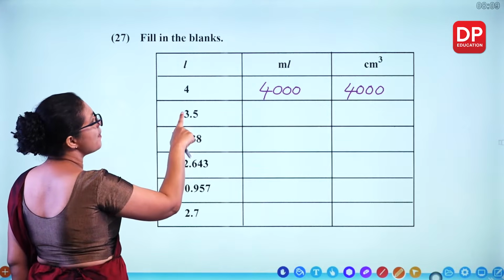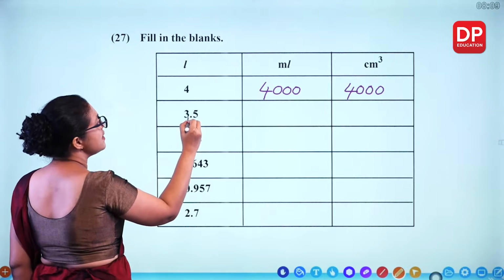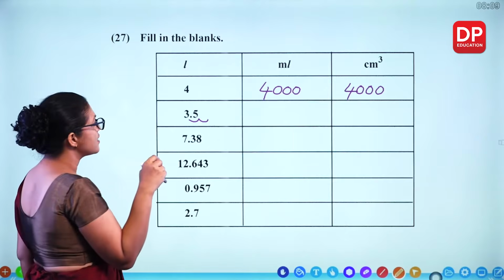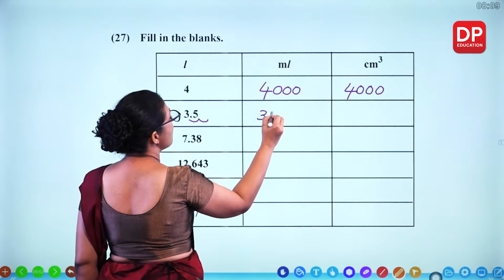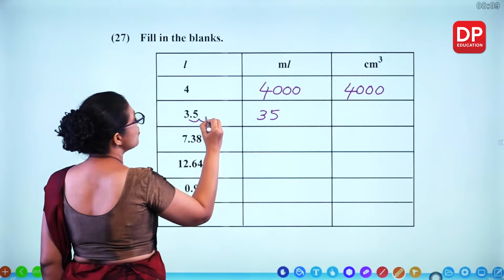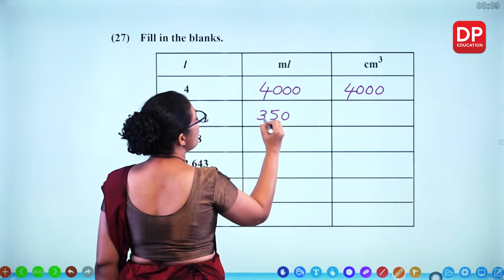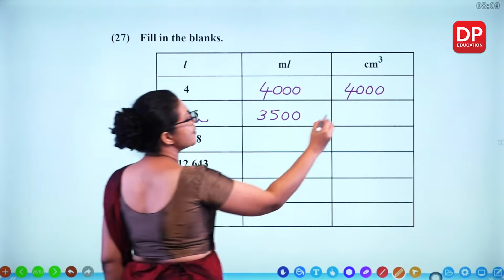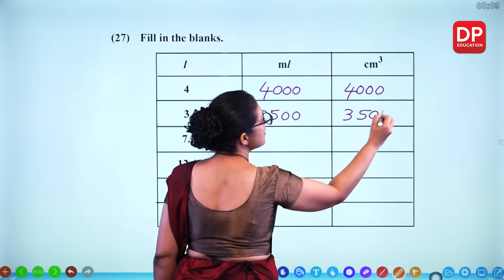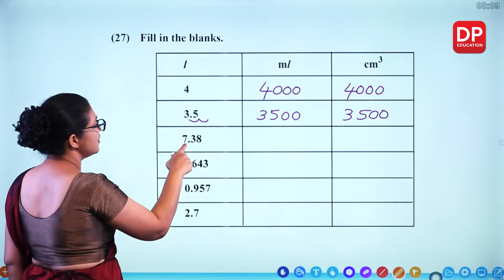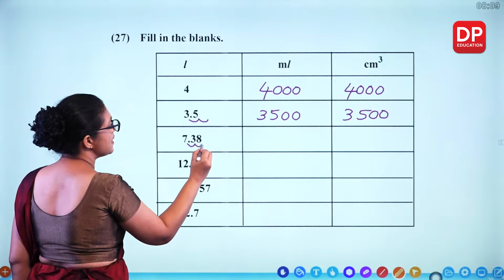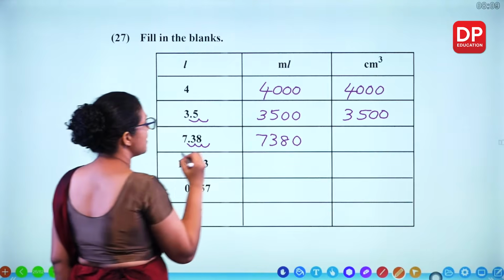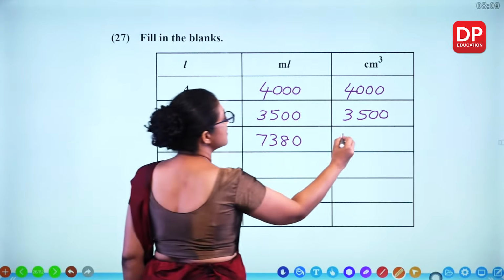This one, multiply by 1000. That means take the decimal place 3 places to the right. 3, 5, 1, 2, 1, 2, 3. 3500. This is also 3500. This one, move the decimal place 3 places. 7380 milliliters. This is the same.